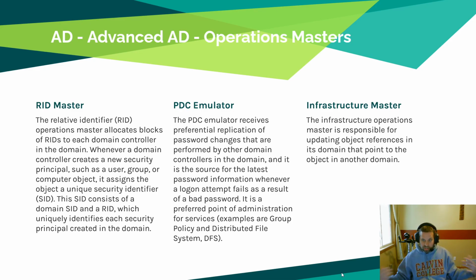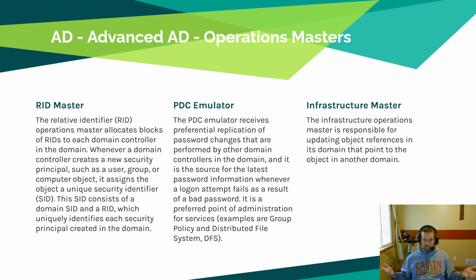So within Active Directory, we've talked about all the services that it's running. It's running DNS, it's running LDAP, it's running a Kerberos service. There also are 3 operation masters that have to run in a domain, and these operation masters run on only one domain controller within a domain. The 3 of them are the RID master, the relative identifier operations master, which allocates blocks of RIDs to the domain controllers in a domain.